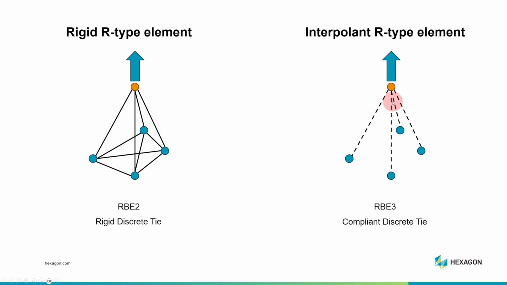Interpolant R-type elements might seem a little simpler and a little nicer. You create a new reference node, and that reference node has a very soft connection to a few attachment nodes on your part. This does not add stiffness to the model. If the attachment nodes move, the reference node moves in a way that is the average of those, and that's why we call it an interpolant element. It's because its motion is averaged from the attachment nodes. One of the challenges in using these interpolant R-type elements is how the force gets applied from this reference node back onto the attachment nodes. I'll explain more about that later in context.